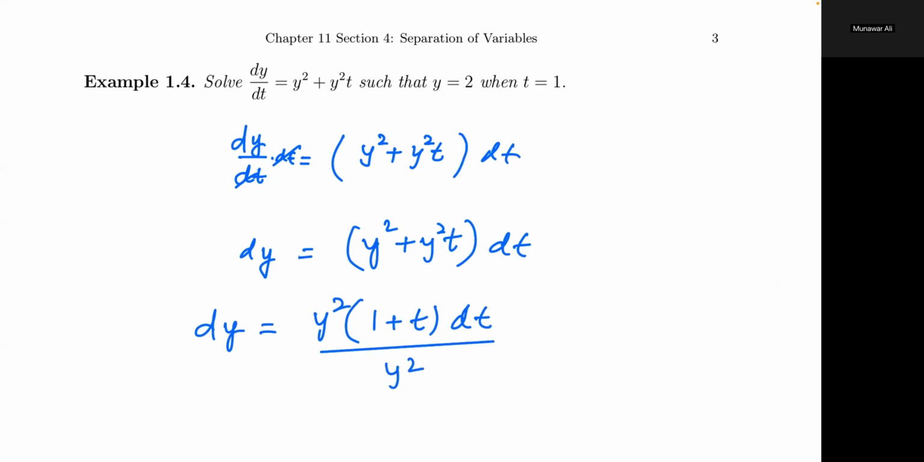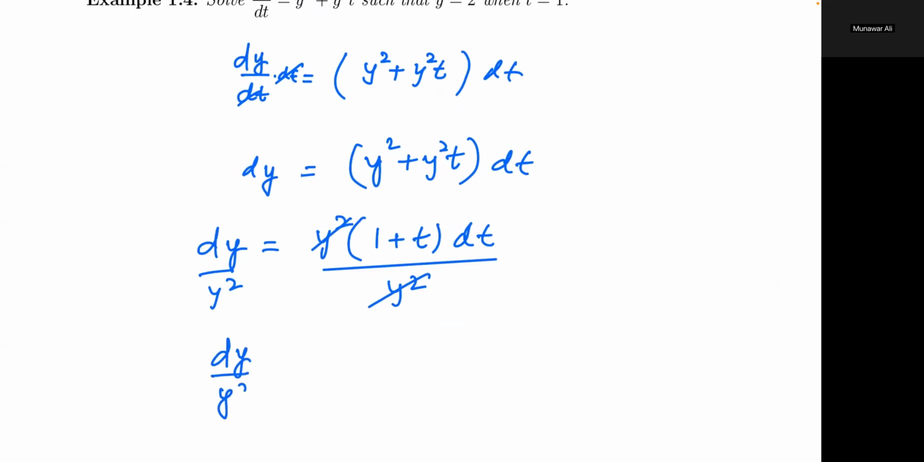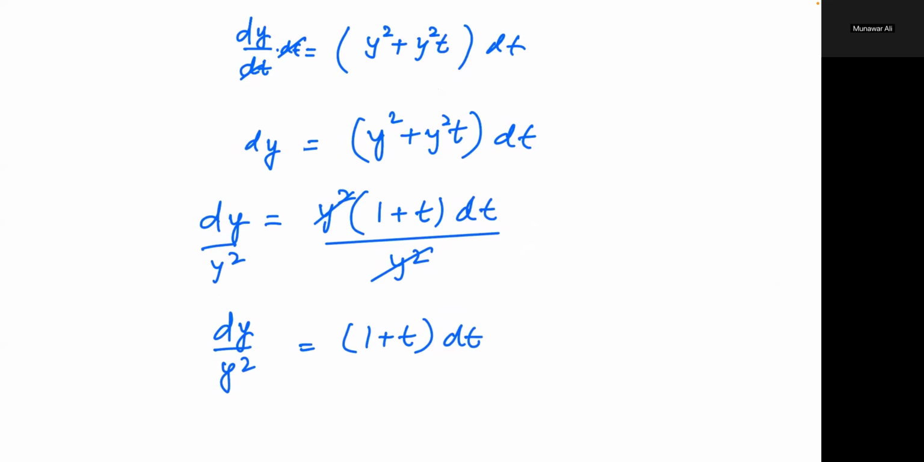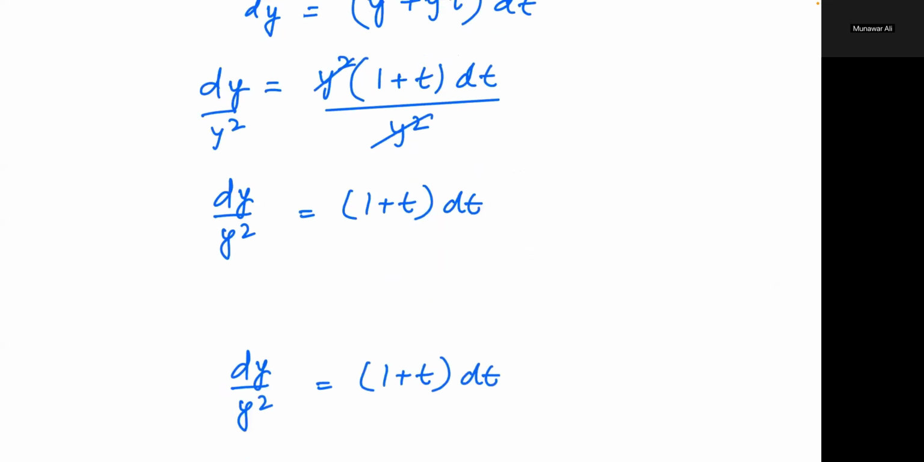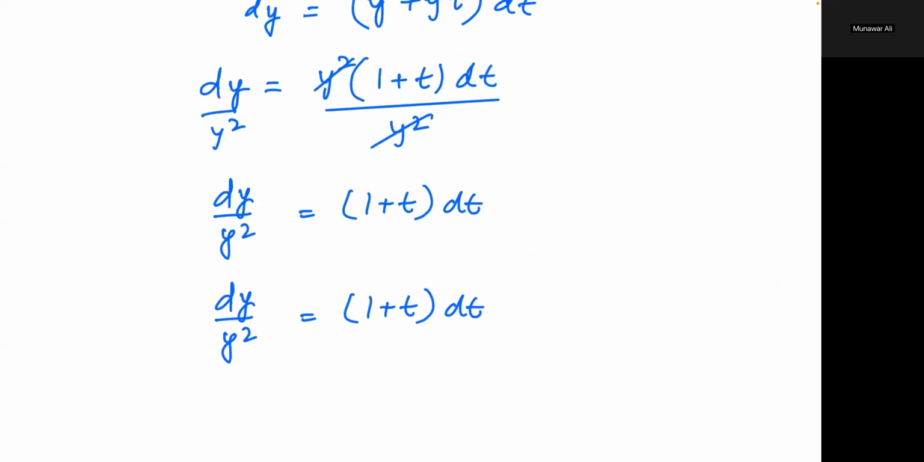So the left hand side is dy over y square, and the right hand side is 1 plus t dt. And we can see the variables are separated. Once we get this, we can integrate both sides. So there are two main steps: separate the variables, and then integrate.